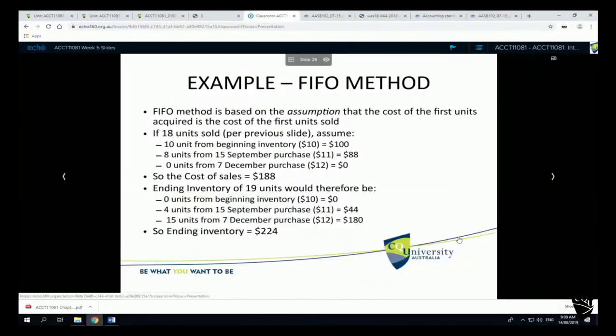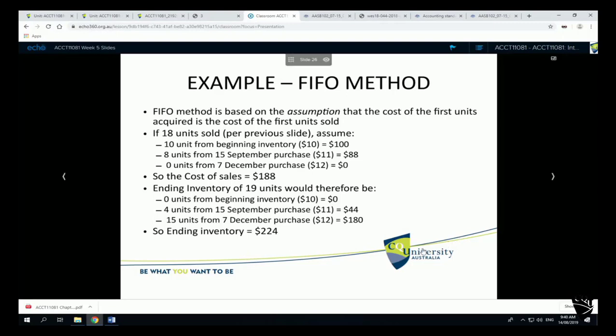Now for the miners out there, no, FIFO doesn't stand for fly in, fly out. In this case, it stands for first in, first out, okay? So the first in, first out method assigns inventory costs on the basis of the cost of the first units of inventory purchased, hence the name.